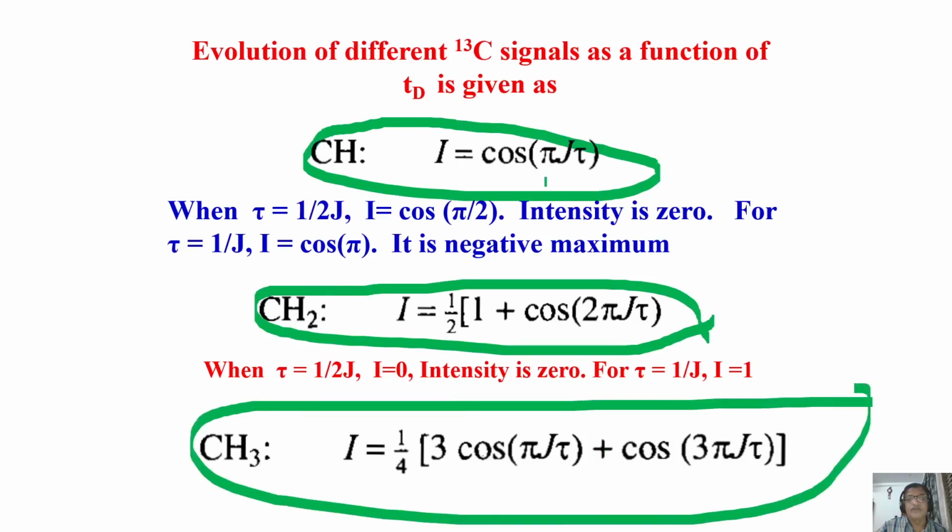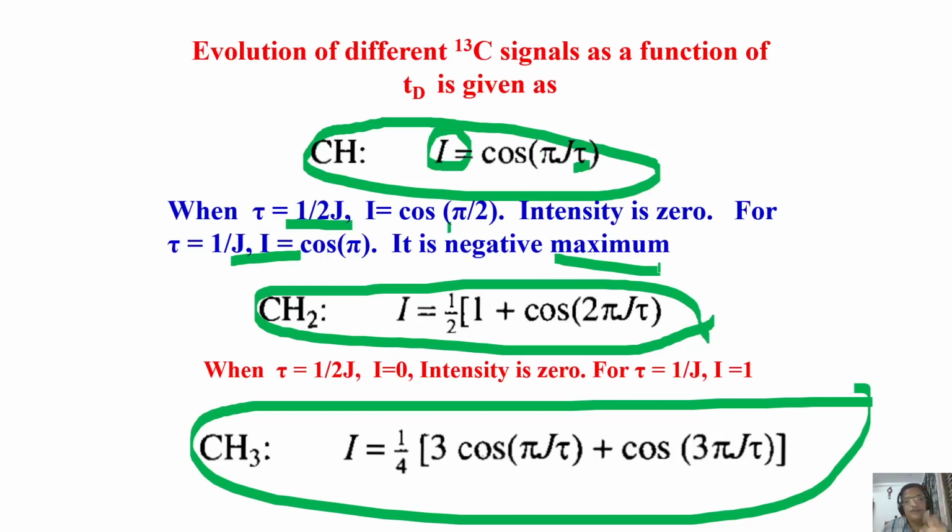But now when you put different values, pi J tau, what is the value of this thing? For different values of tau, you can find out. When tau is equal to 1 over 2J, what happens? When tau is equal to 1 over J, what happens? In this case of CH, when tau is equal to 1 over 2J, you put 1 over 2J here, this becomes 0. See, with tau equal to 1 over 2J, J cancels out, pi by 2. Cos pi by 2 is 0. You know that. That's why CH becomes 0. On the other hand, when tau is equal to 1 over J, this can cancel out. It is cos pi, so it's a negative maximum. So these are the equations which define the intensity pattern.